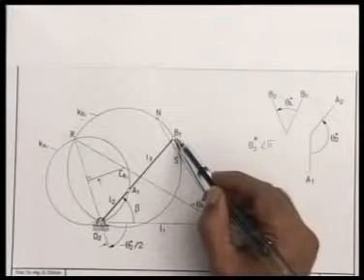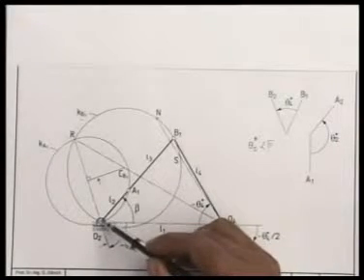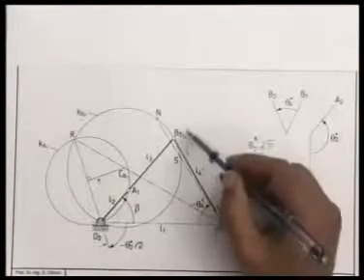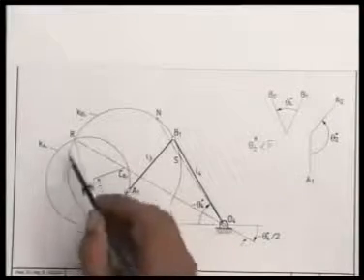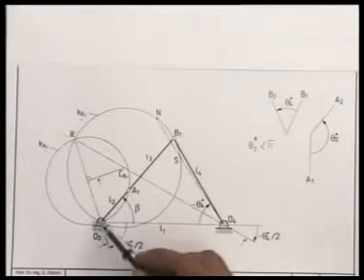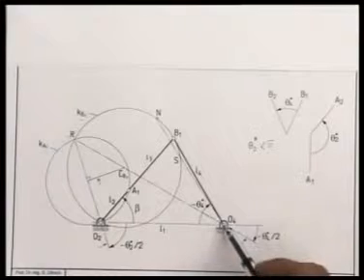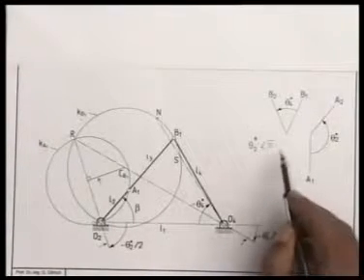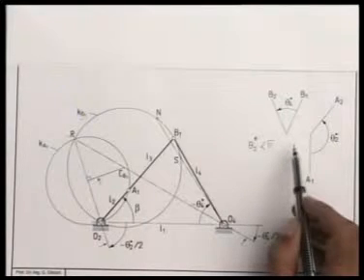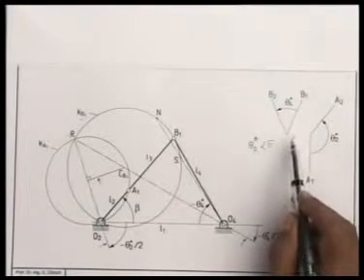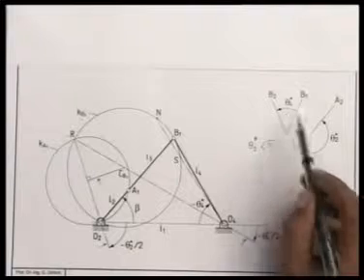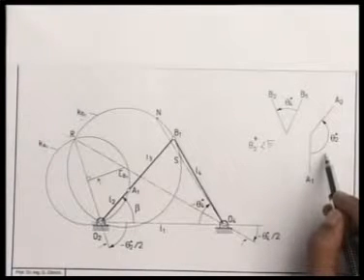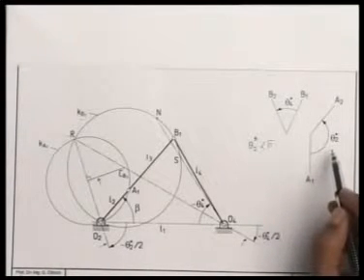I have taken B1 here, and I get a design by joining O2 B1, which intersects KA1 at A1, and O2 A1 B1 O4 gives me the desired 4R crank rocker linkage satisfying the desired extreme positions of swing angle theta 4 star and the corresponding crank rotation theta 2 star.